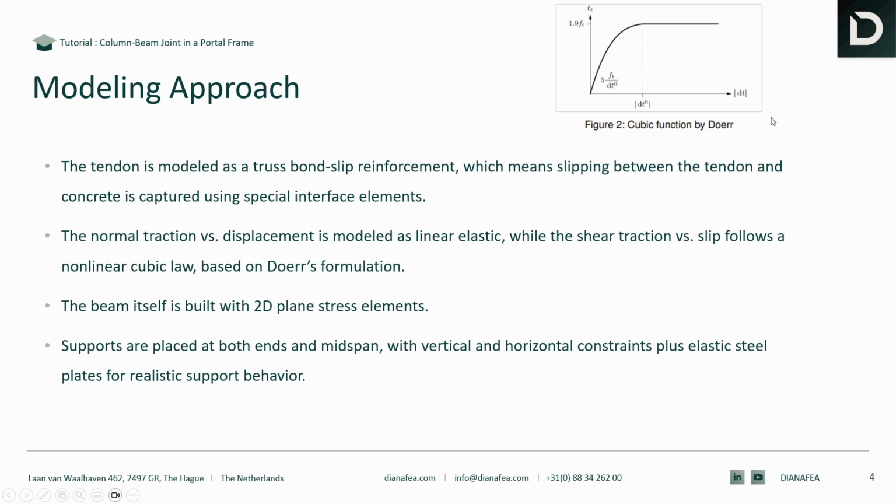For more explanation regarding the model that we have in Diana for modeling the bonded slip reinforcement, you can refer to one of the tutorials in Diana. The title is Bonded Slip Models in Diana. In this model, the beam is built with 2D plane stress elements and supports are placed at both ends and the mid span with a vertical and horizontal constraint. And we use elastic steel plates for realistic support behavior.